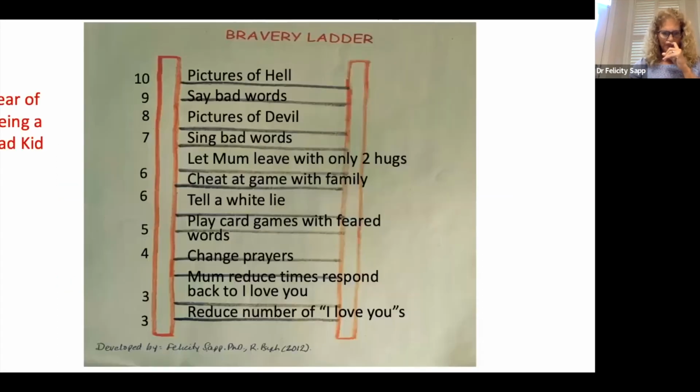So for her, the lower items were starting to make changes with the parent, what the parent was saying at bedtime, what she was saying at bedtime, and just reducing some of those. More in the middle were things like telling a white lie or playing a game with the family and cheating. And then finally up at the top, saying some of those bad words and maybe looking at pictures of the devil or of hell.